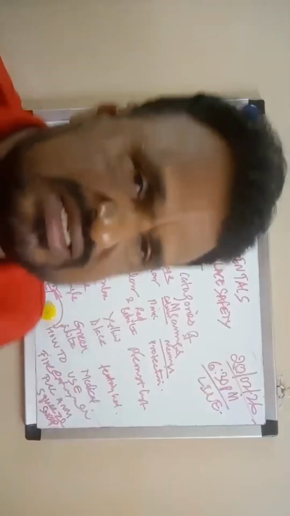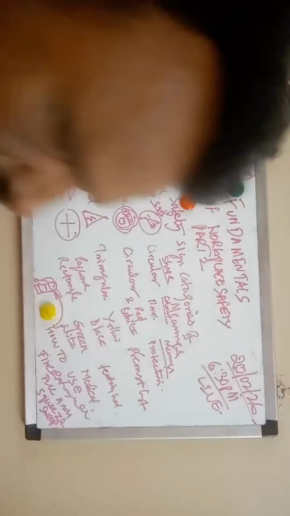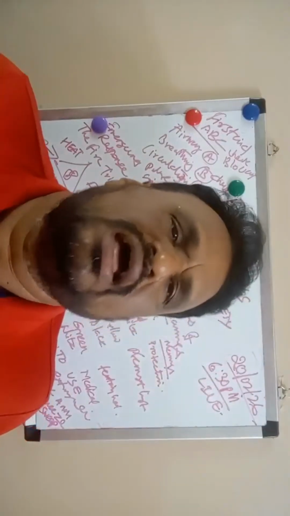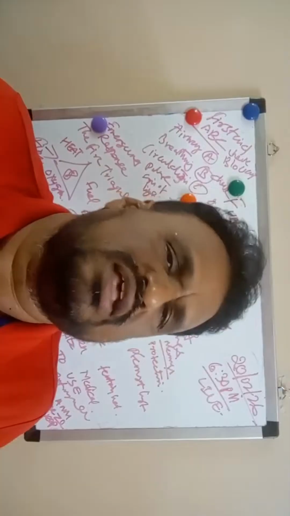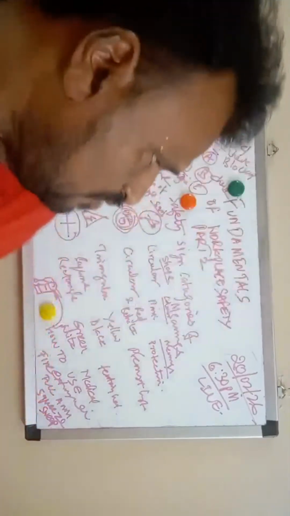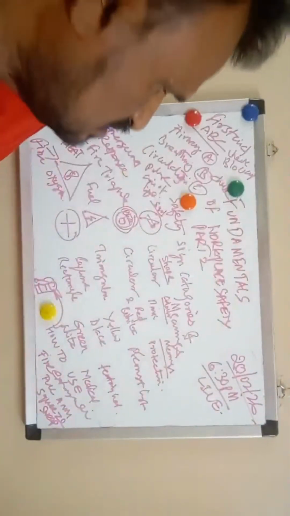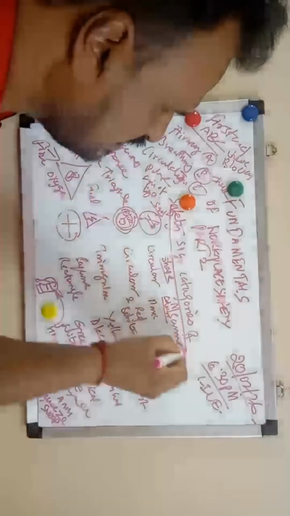Those who missed Part 1, you can see it on our HSE Mindset YouTube channel, in the live sessions. When you go there, Part 1 is available. Now we are going to see fundamentals of workplace safety Part 2. In this Part 2, we will start with the safety sign categories.